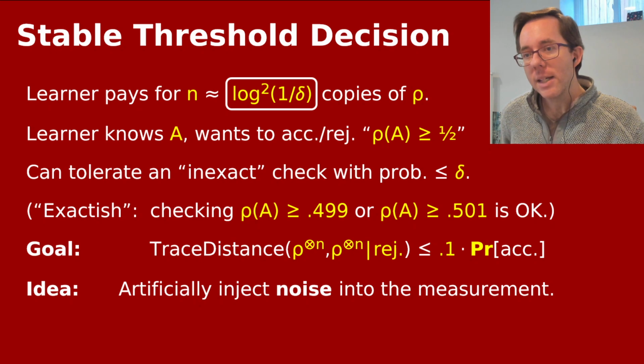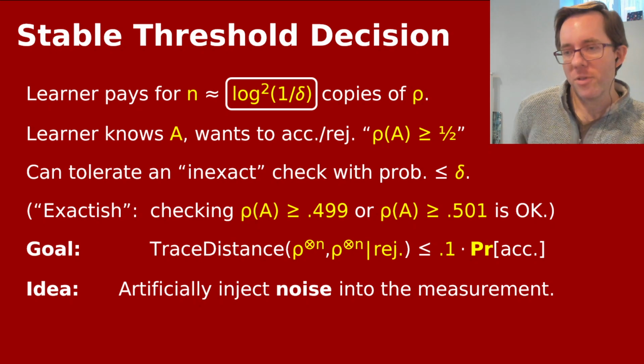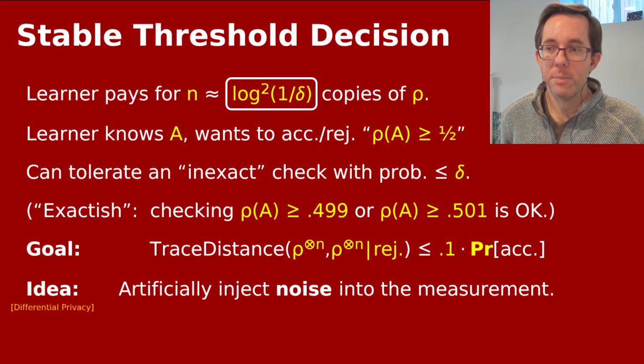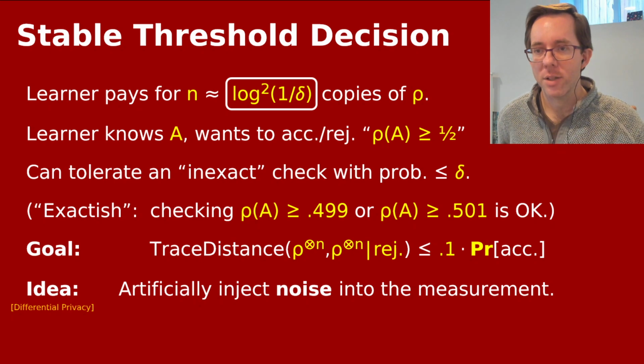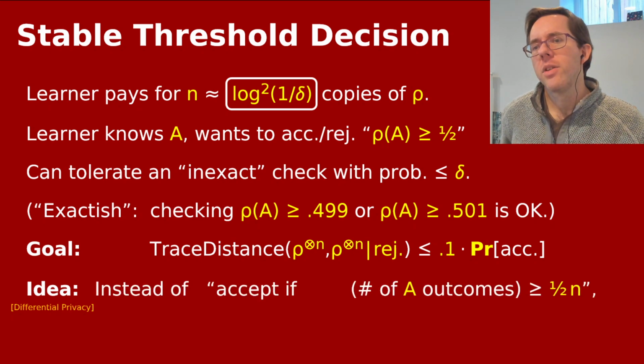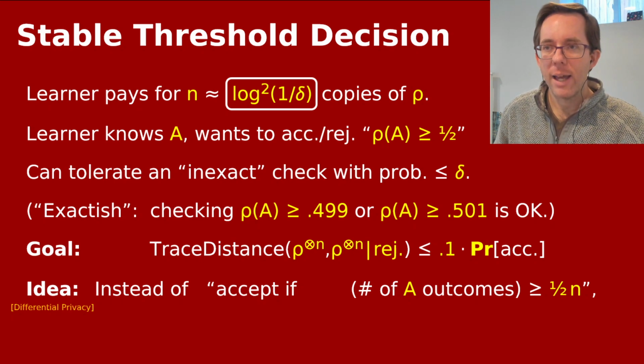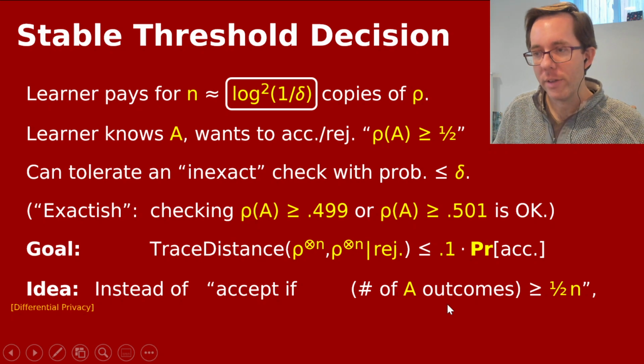So what is the idea for this? This is the idea that comes from differential privacy: to artificially inject noise into the measurement. This is actually where the exact-ish checks come from. The naive thing to do would be to measure A n times and accept if the number of times you got the outcome of A rather than not A is at least half n.